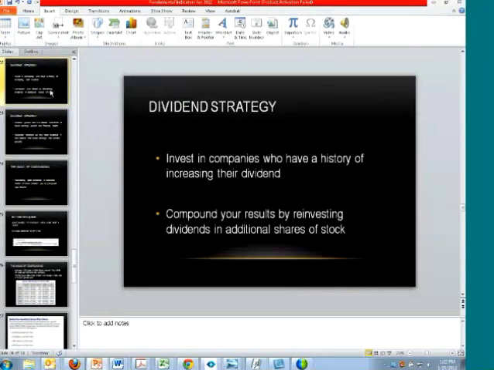And there's one more fundamental strategy I'd like to take a look at quickly, and that's our dividend strategy. With our dividend strategy, we invest in companies who have a history of increasing their dividend, and we also compound the results by reinvesting the dividends in additional shares of stock, and this allows us to compound the returns.